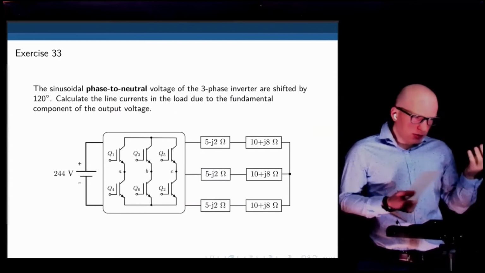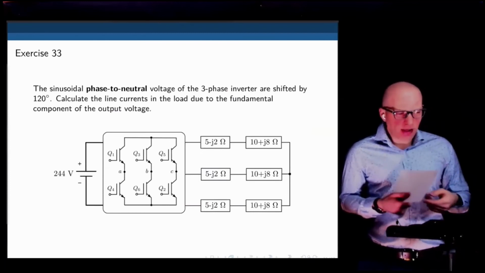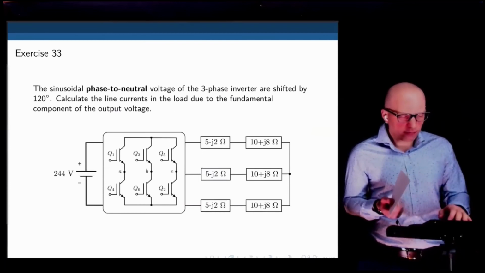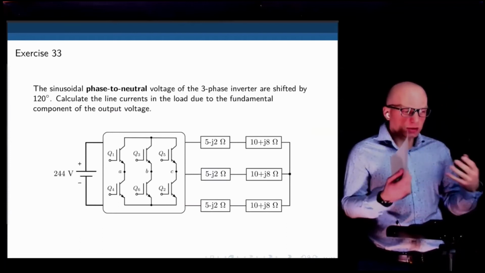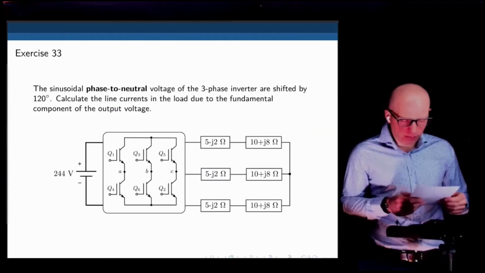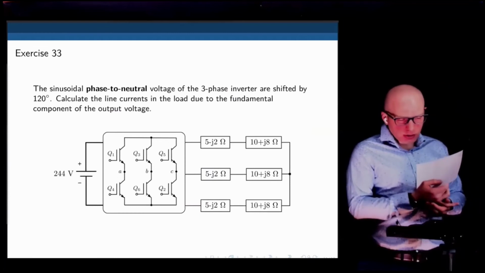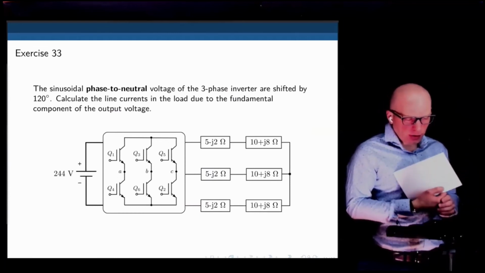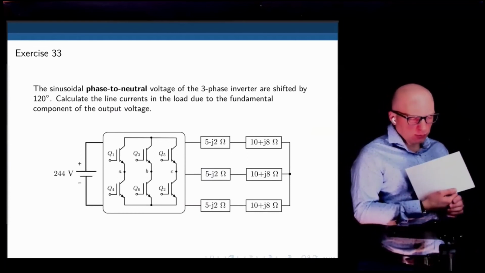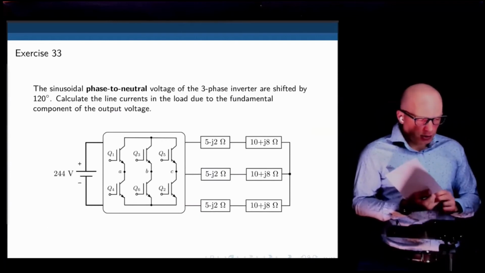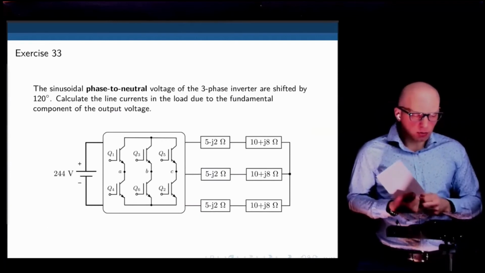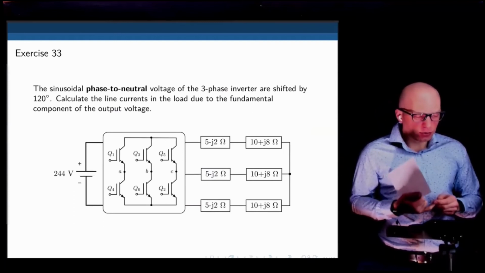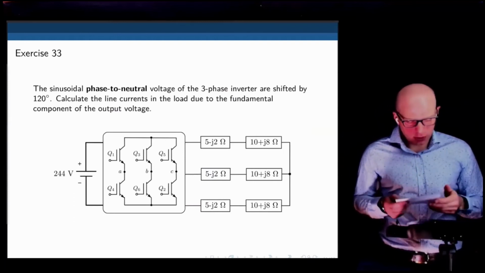It seems a bit complicated, but it can be a lot more complicated than this. For the purpose, in the context of mechatronics, this is more than enough. Let's do exercise 33. We have a sinusoidal phase to neutral voltage of the 3-phase inverter. They are shifted by 120 degrees. Calculate the line currents in the load due to the fundamental component of the output voltage.